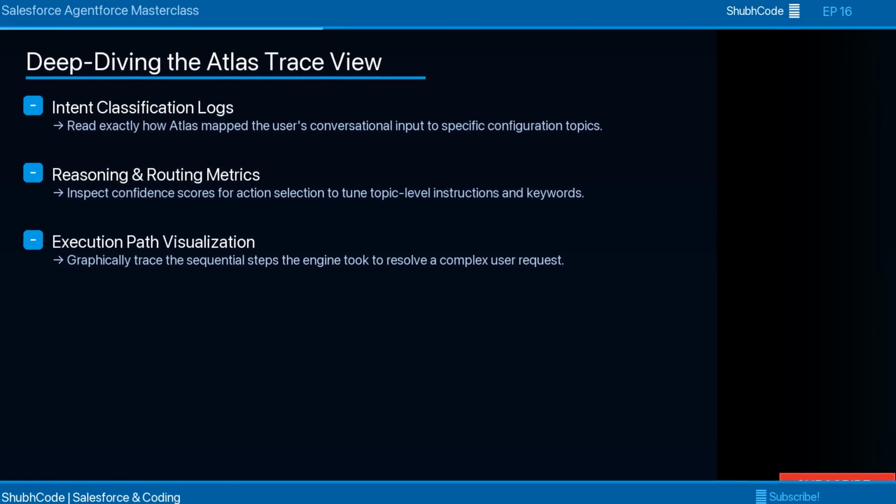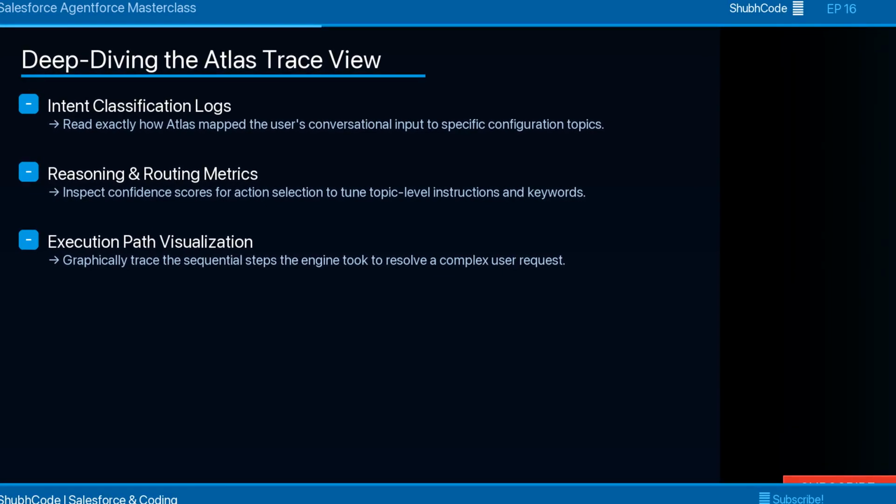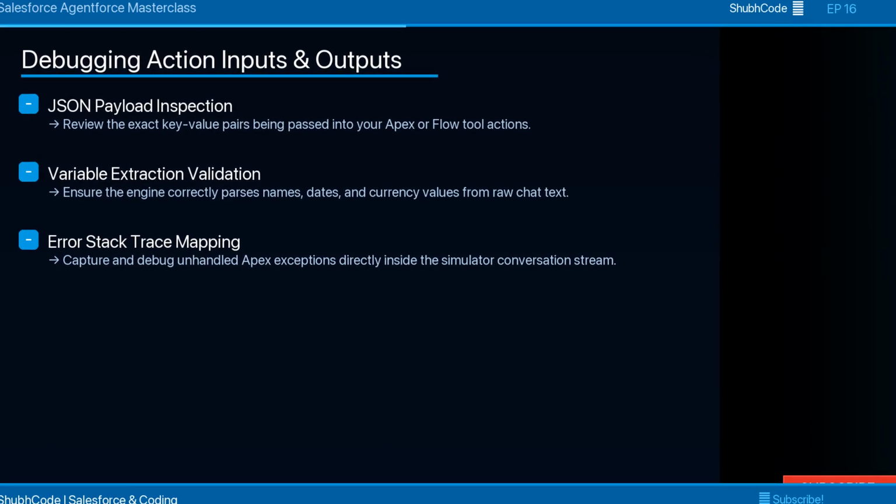The crown jewel of the Agentforce Simulator is the Atlas Trace View, which acts like an interactive Chrome Developer Tools panel for generative AI. Instead of guessing why an agent chose a specific flow action, the trace view reveals the step-by-step logic of the planning and routing phases. You can see the classification of the intent, the exact topics evaluated, and the reasoning score assigned to each potential action provider. If your agent is hallucinating or choosing the wrong tool, this is where you can catch the logical mismatch instantly.